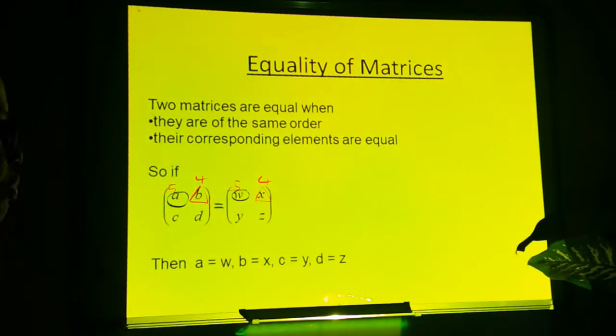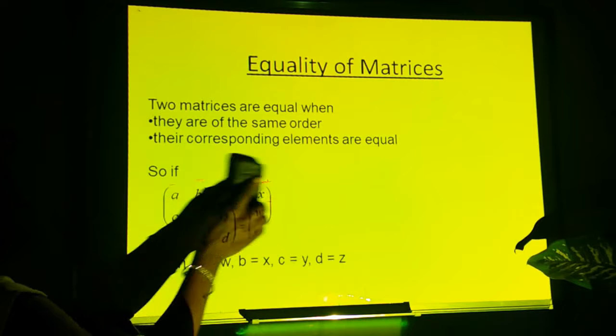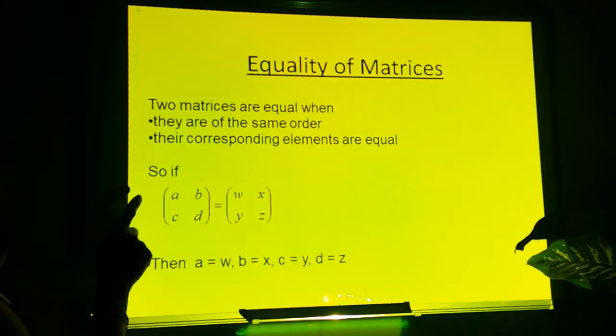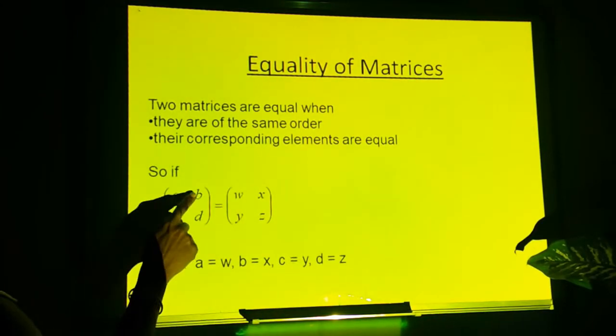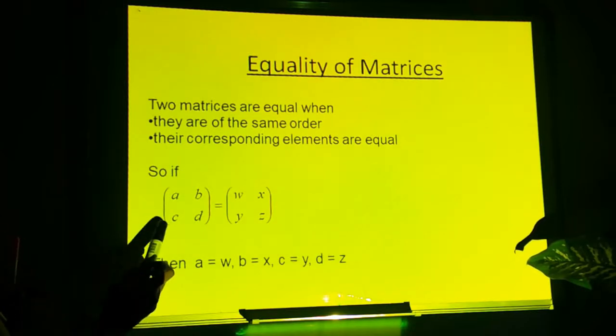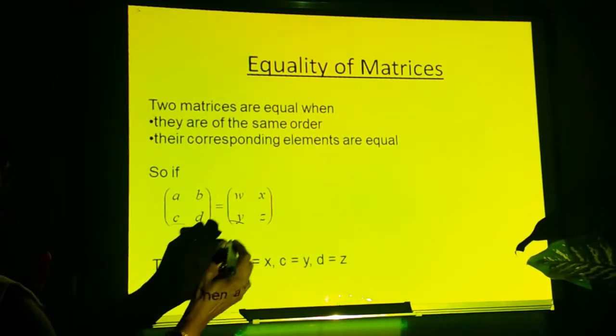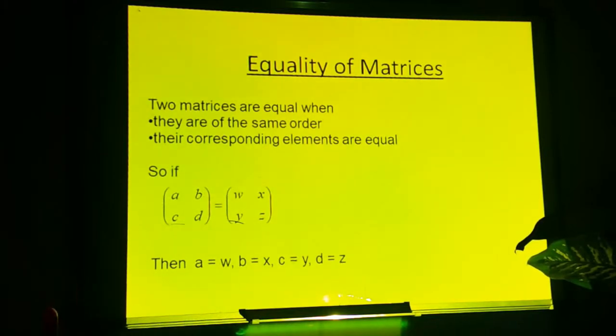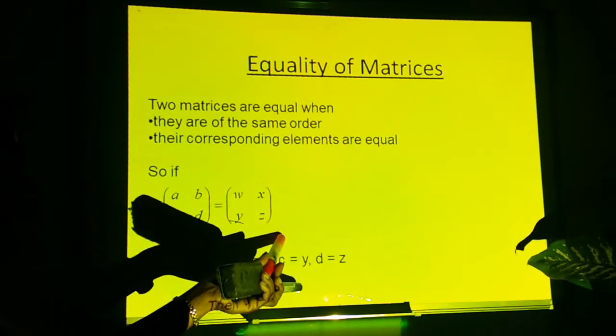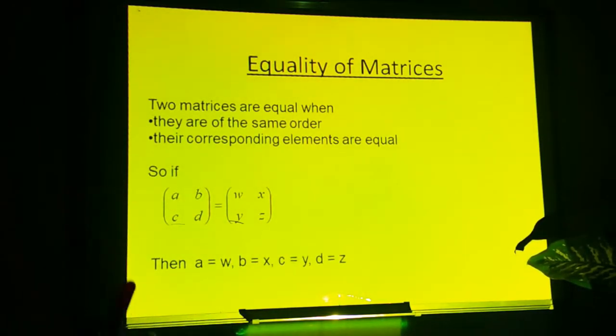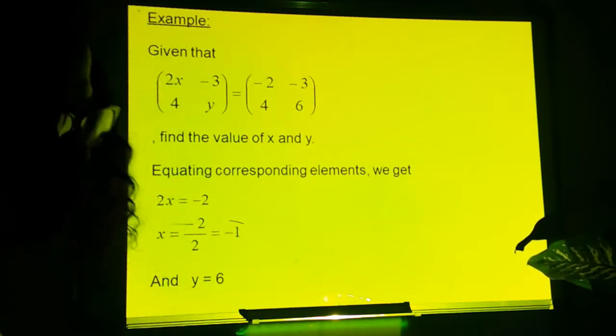Understand? Okay. So here we see that A equals W, B equals X, C equals Y, because they're in the same position, and D equals Z. That's all you need to know: that they are of the same size, 2 by 2, 2 by 2, and their corresponding elements are equal. In other words, they're in the same position.